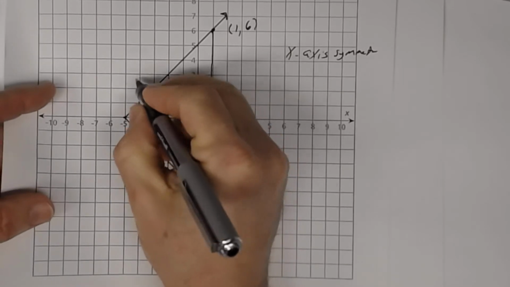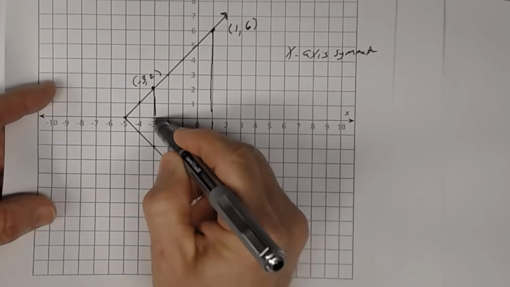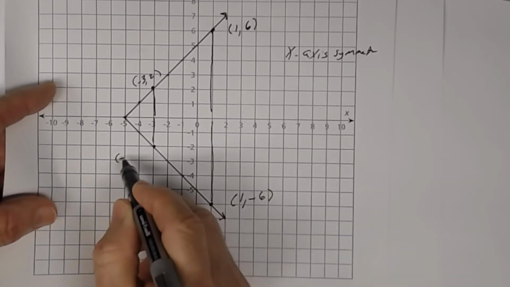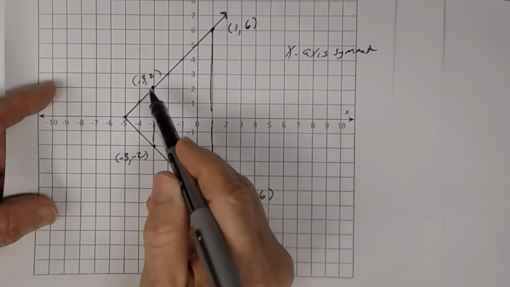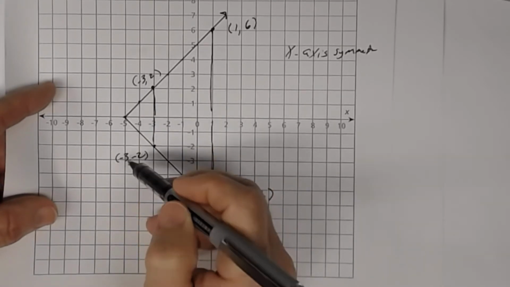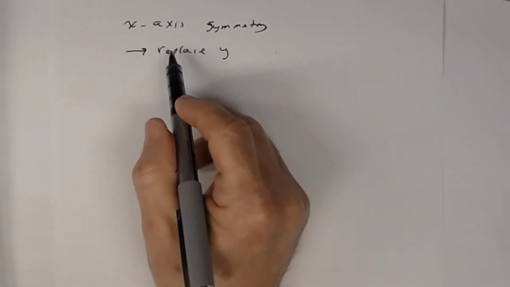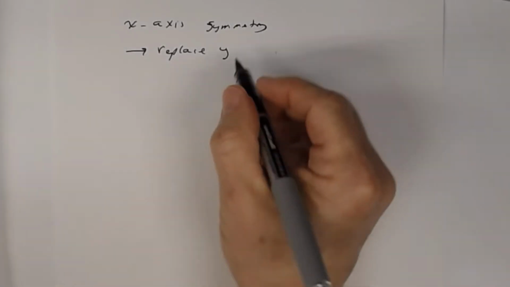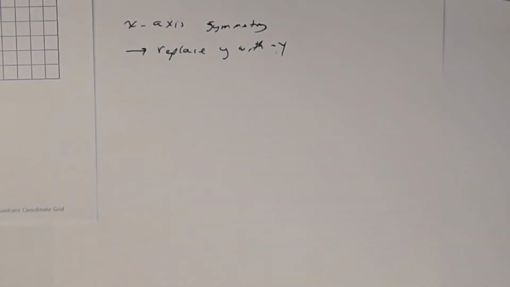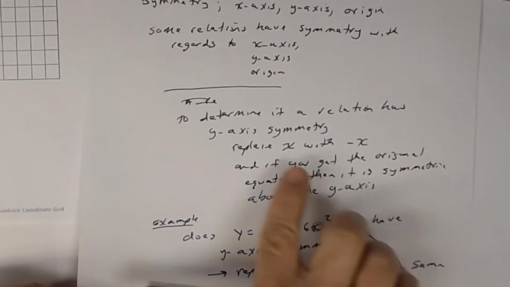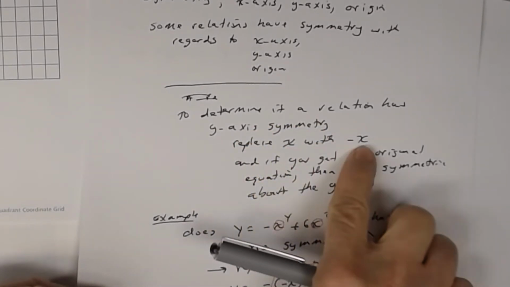This point right here is (-3, 2). Reflected about the x-axis, I get this point here, which is (-3, -2). So notice 2, -2, the y-coordinates are opposites. The x-coordinates are the same, the y-coordinates are opposites. So to determine if the relation has x-axis symmetry, you replace y with -y. To determine if a relation has y-axis symmetry, you replace x with -x.